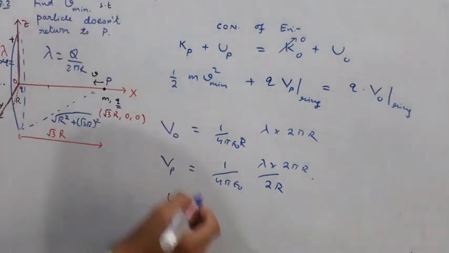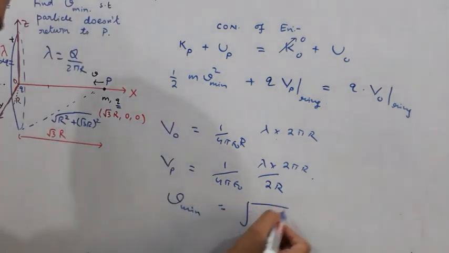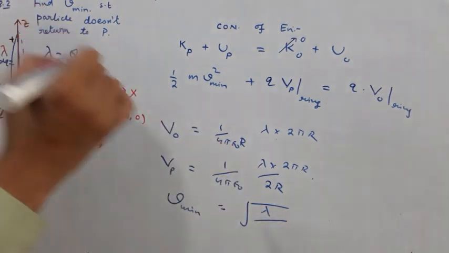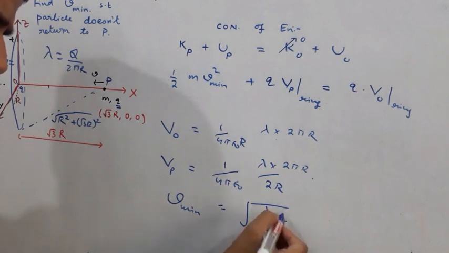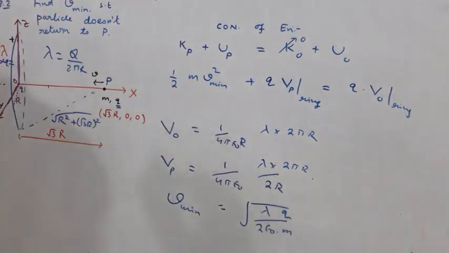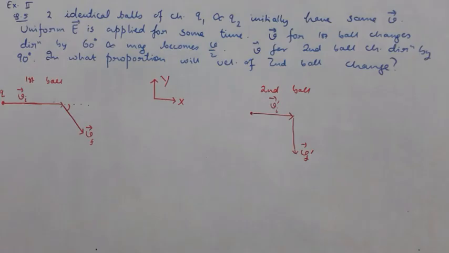So on solving you will find it comes out to be under root lambda upon 2 epsilon naught times mass of charge, that means I can write Q here. So lambda Q upon 2 epsilon naught m is the answer. Let's see the next question.